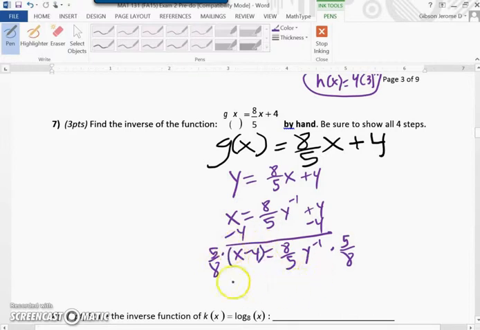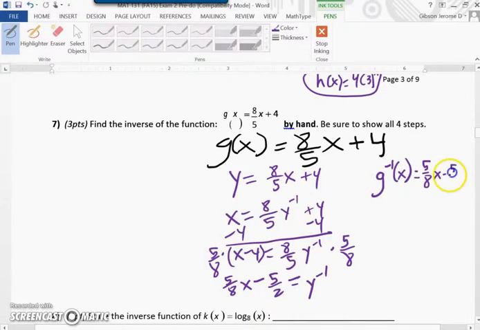So we will have 5/8 x minus 5/2, because 5/8 times negative 4 will give us negative 5/2, and it equals the inverse of y. This is the process by which you solve this problem. Now we have to write this back in its formal manner. So it would be g inverse of x is equal to 5/8 x minus 5/2. And that would be the final answer that you would write. Any questions on the inverse?